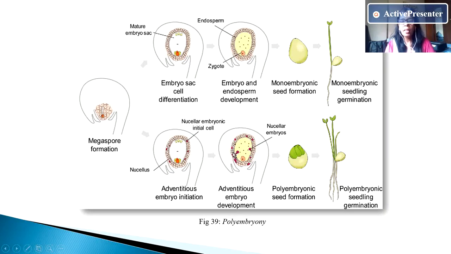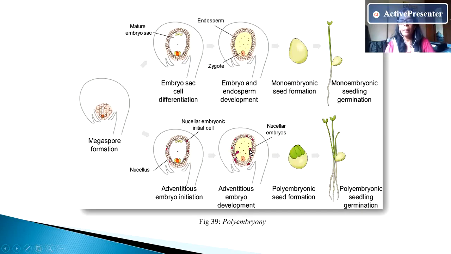So here the example of polyembryony, you can see the embryo cell differentiation and mature embryo cell. This is a zygote, embryo and endosperm development. Monoembryonic seed formation, here from zygote one embryo is developing and seedlings are forming here. But in the case of polyembryony, here the nucellar embryonic initial cells are formed. From the nucellus the embryo formation takes place.